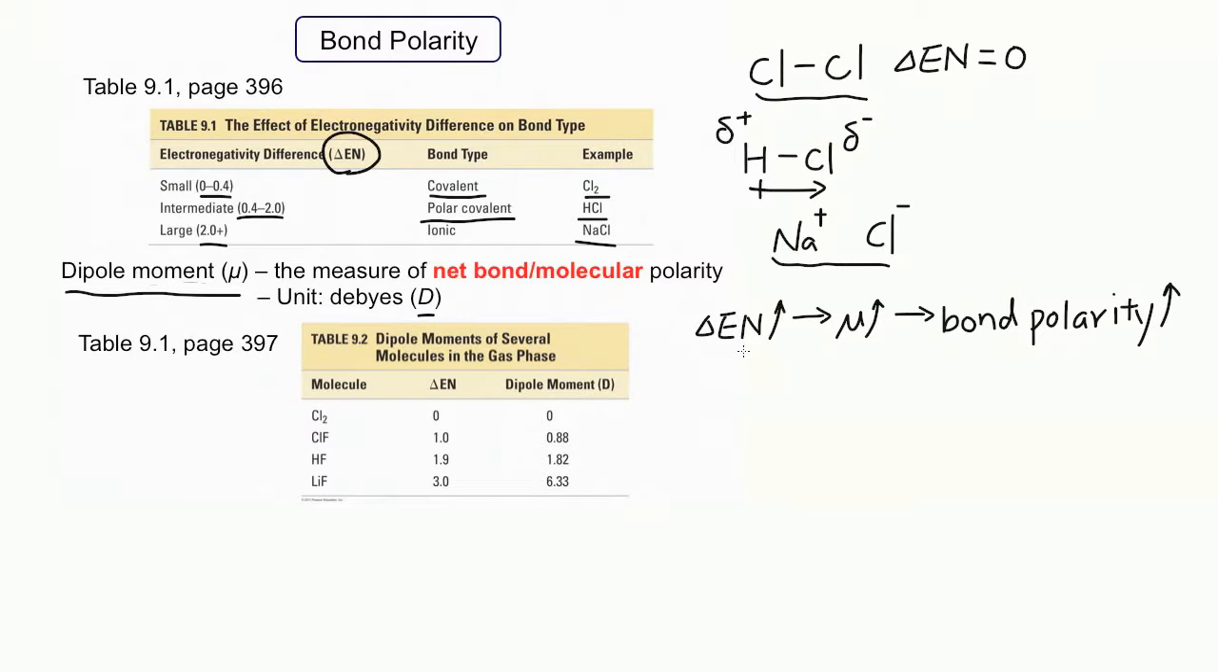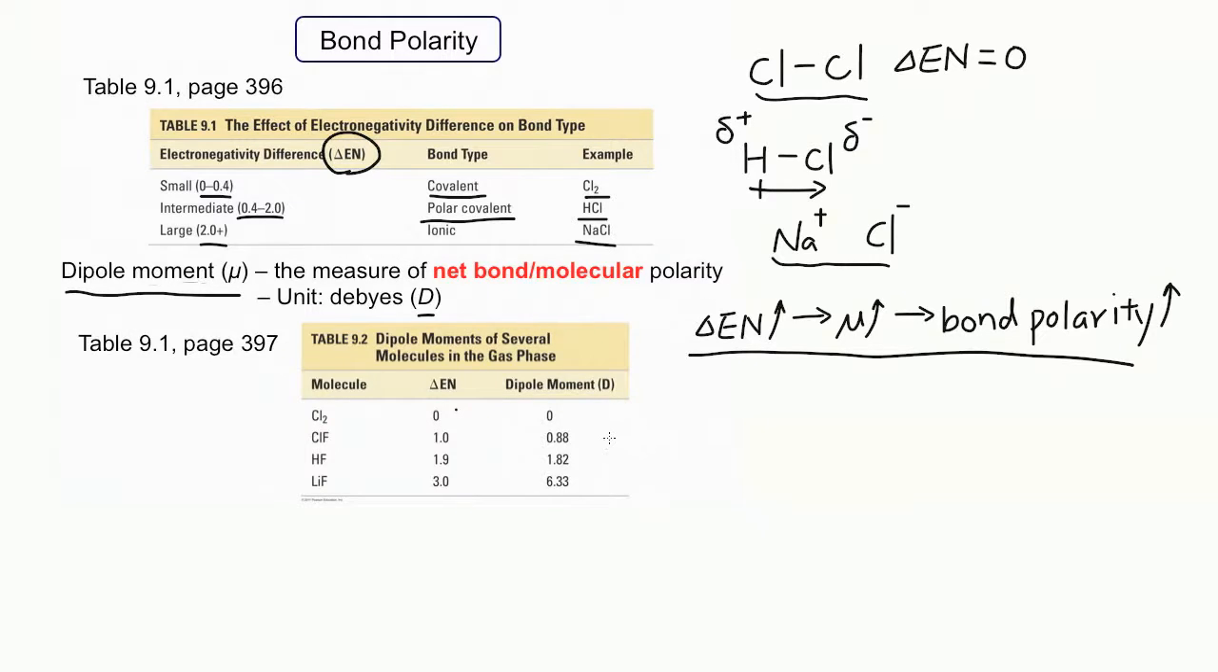And of course, when you have a smaller electronegativity difference, then the mu would decrease, and of course the bond polarity would be smaller. Let's see this table: chlorine, chlorine fluoride, hydrogen fluoride, and lithium fluoride. The electronegativity difference is increasing from top to bottom, and that will tell you the dipole moment will increase. So if I want you to predict the bond polarity for these four molecules, based on this trend, you will see that going from top to bottom, the bond polarity increases.